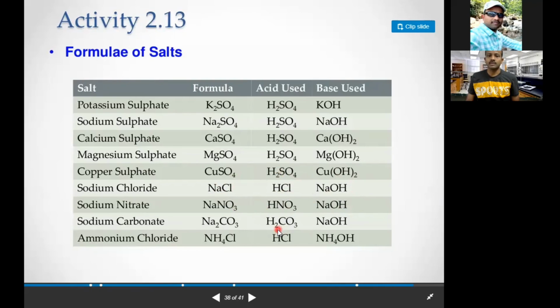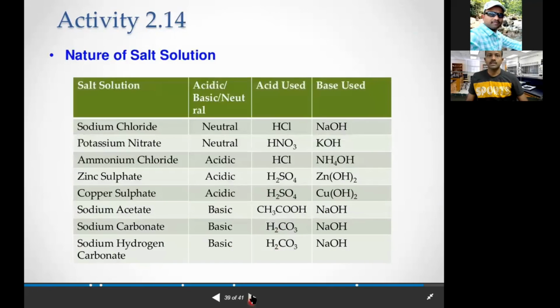Because of the reaction of the weak acid, carbonic acid, and the strong base NaOH, you will get sodium carbonate salt, which is basic in nature. Here we are using a strong acid and weak base. So here the acid is strong, so the salt formed is acidic in nature, ammonium chloride.